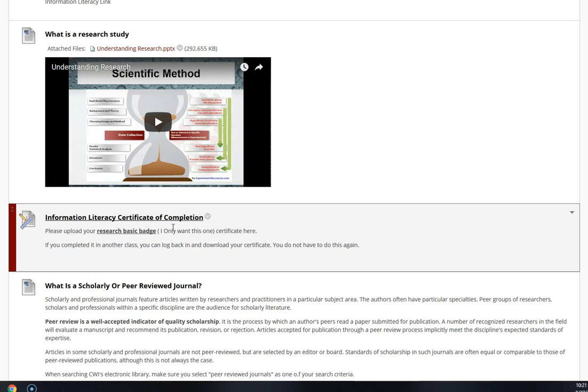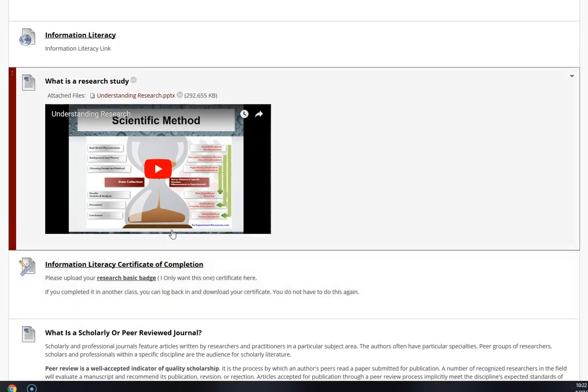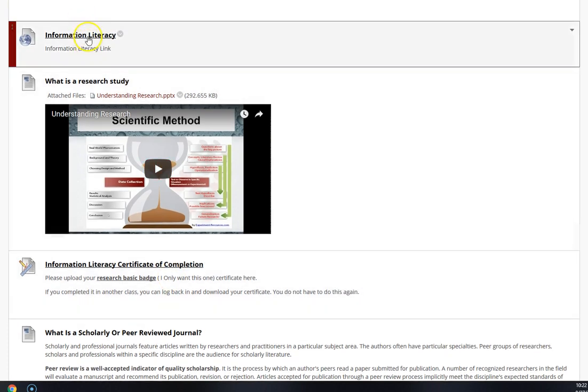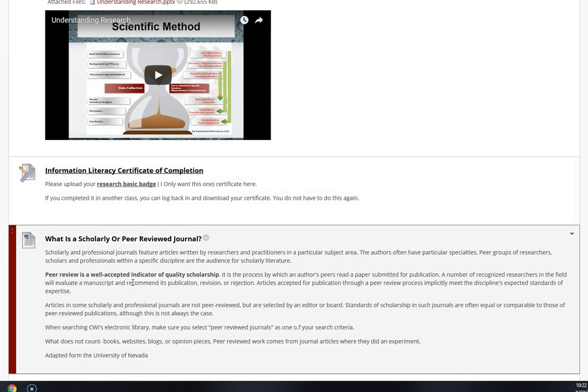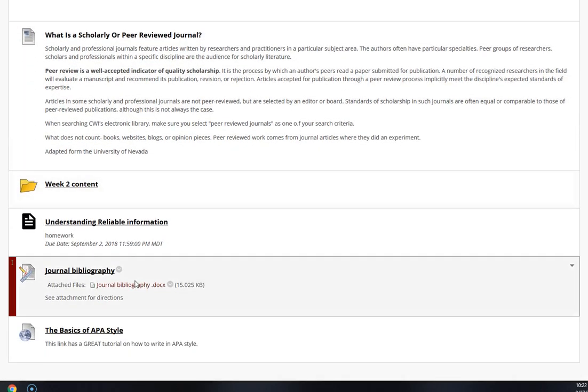So the first thing is your information literacy certificate. This is through the CWI library. Here's the link. If you've completed this in another class, you can just upload that certificate. You don't need to do it twice. No worries. If you are just now beginning, you need to complete all of the activities in order to get your Research Basics badge. And this is going to teach you how to navigate. You're going to need to understand how to navigate the library, how to pick the right sources as we move forward in class.